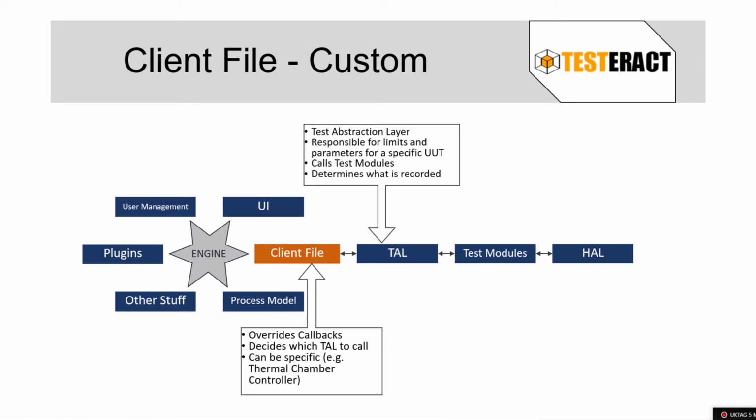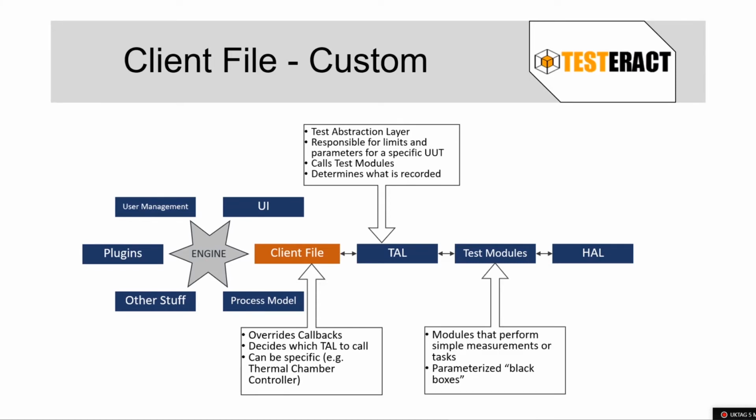Your test abstraction layer is responsible for the specific limits and parameters for a specific UUT. So if you're testing an iPhone or a Galaxy or a Pixel, this TAL layer would determine which test modules to call and what limits to use for those test modules. And it also determines what goes on the report. So that's the entire purpose of that test abstraction layer.